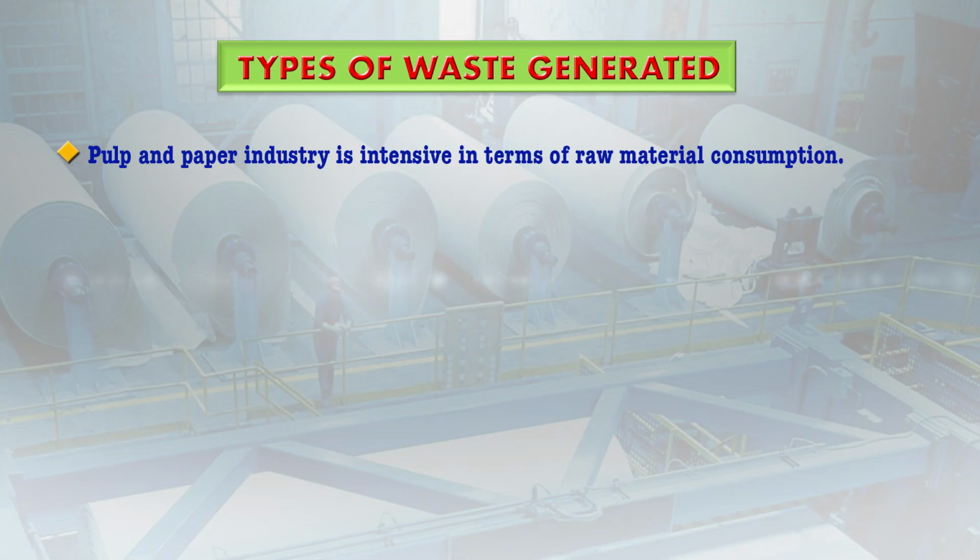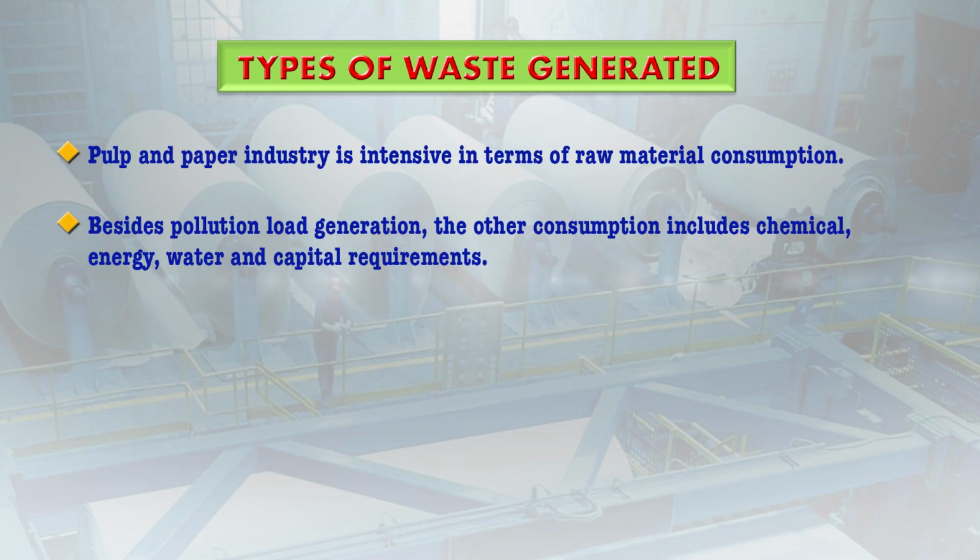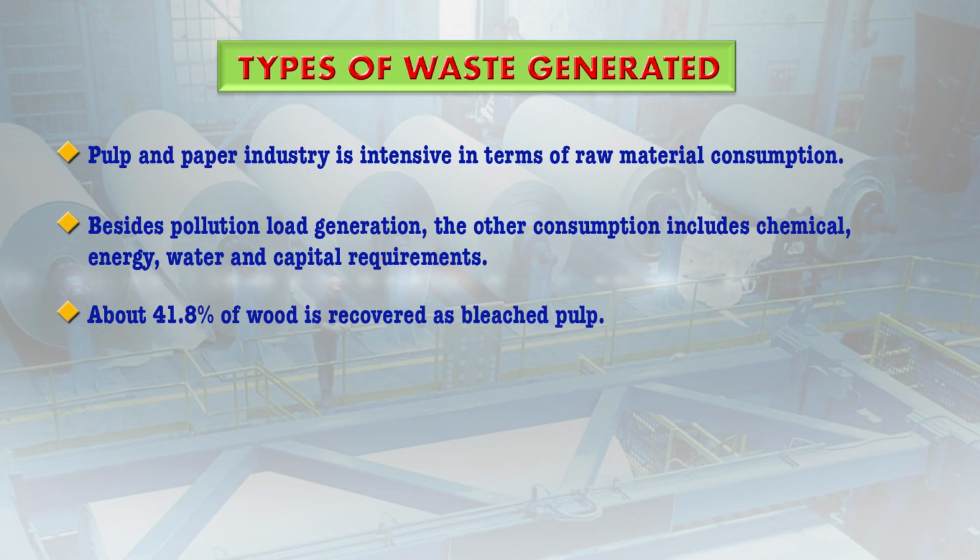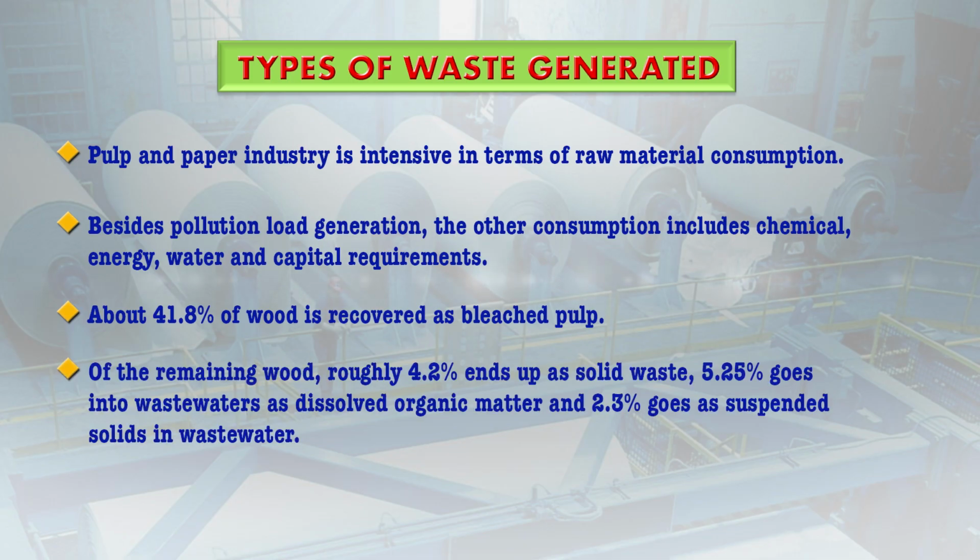Now let us go on to the types of waste that are generated in this industry. So the paper and the pulp industry is intensive in terms of raw material consumption, and besides the pollution load generation, the other consumption includes the chemical energy, water and also the capital requirements. So about 41.8% of the wood is recovered as a bleached pulp, and of the remaining wood, roughly 4.2% we can say ends up as solid waste, 5% or so goes into the wastewaters as dissolved organic matter, and 2.3% goes as the suspended solids in the wastewater.